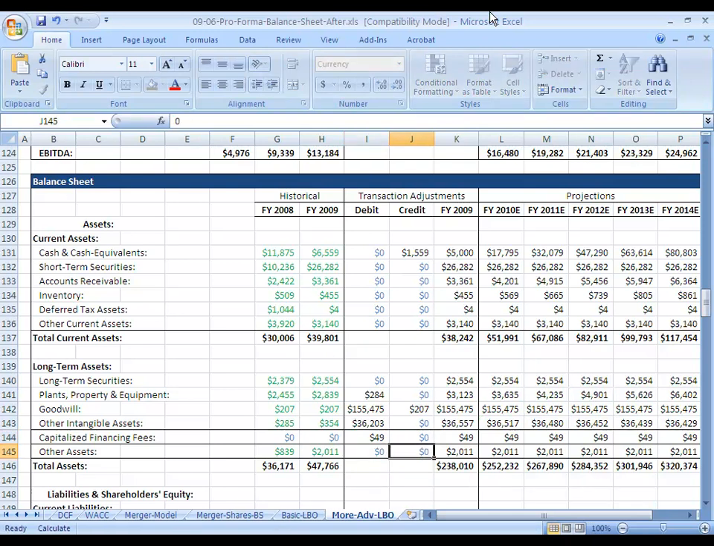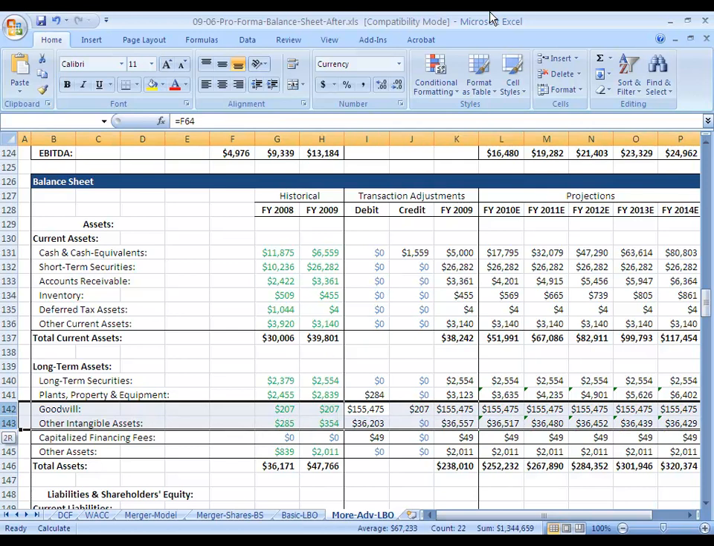We see that post-transaction, our balance sheet has changed significantly. Our assets are now 238 billion, whereas before they were 47 billion. And this really reflects mostly goodwill and intangibles being created, because what's happening here is that this transaction is telling us that Apple's market value is once again significantly different from its book value, from its shareholders' equity, and so the asset side of the balance sheet has gone up to reflect this fact.